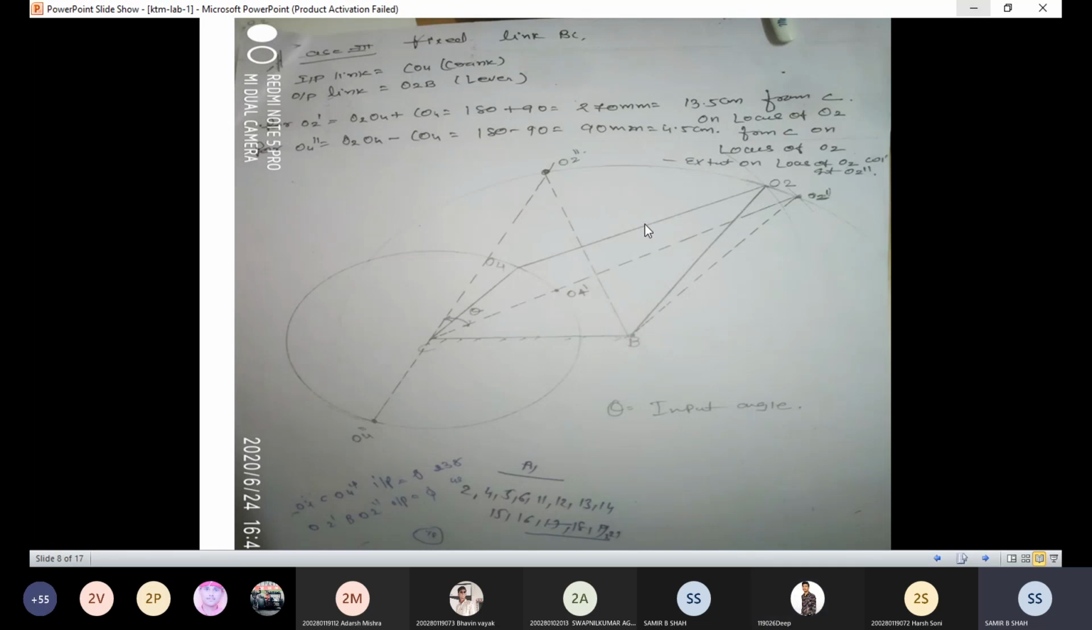Sir, you are not audible. That is our O4 double dash. Now join O4 double dash with C. Join O4 double dash with C. Sir, O4 double dash is on the left side of C, but for us it comes on the right side. Join O4 double dash with C and extend that line. Yes.